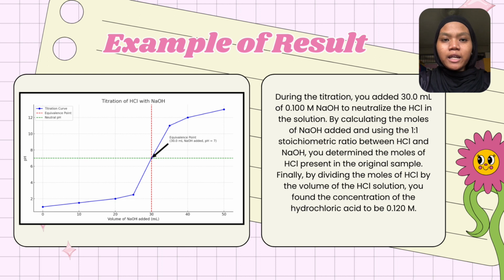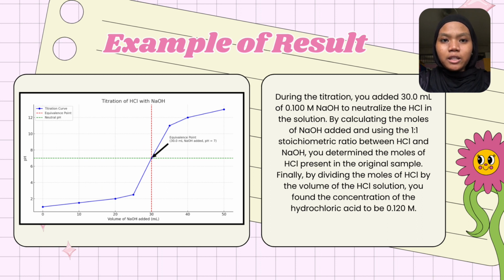Now, let's look at an example of results. Let's say you have a 25 ml sample of hydrochloric acid of unknown concentration and you titrate it with 0.1 molar sodium hydroxide. You find that it takes 30 ml of the sodium hydroxide to reach the equivalence point, where the amount of acid equals the amount of base.